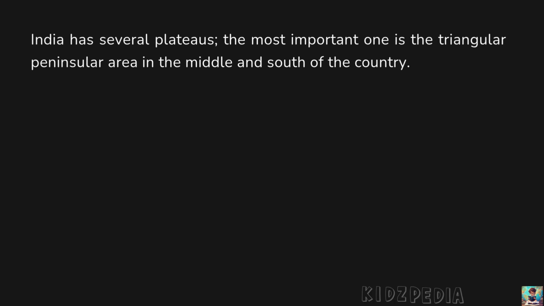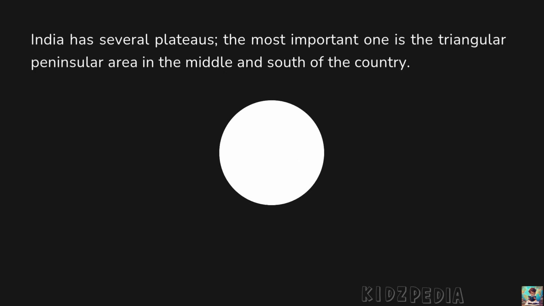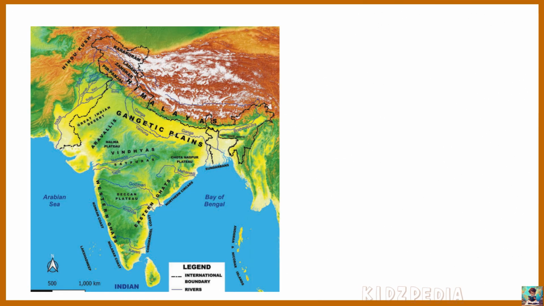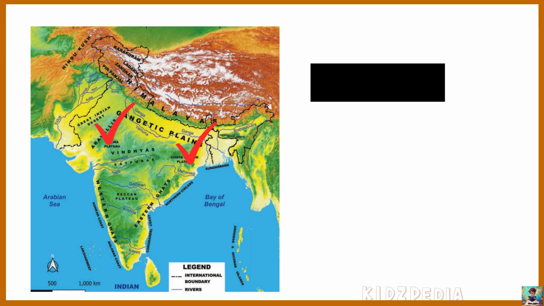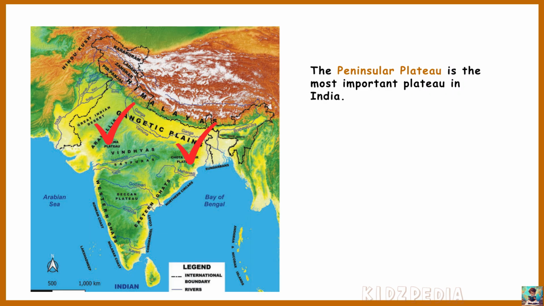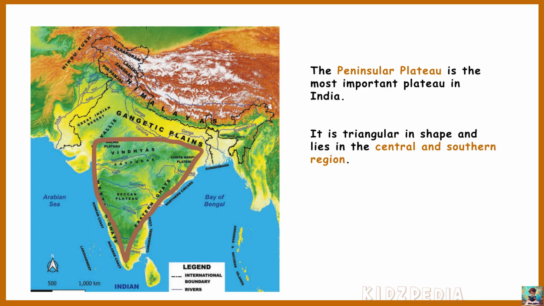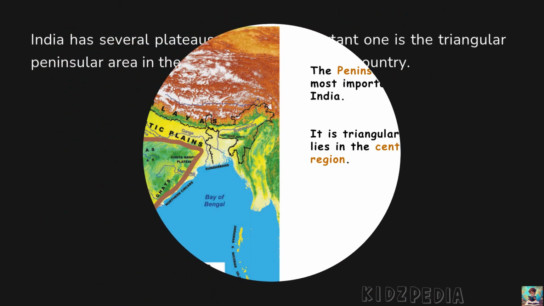India has several plateaus. The most important one is the triangular peninsular area in the middle and south of the country. So, India has many plateaus such as Malwa Plateau, Chota Nagpur Plateau, which are parts of the Peninsular Plateau, the largest plateau region in India. If you look at the map, it appears like a big triangle. This plateau is located in the central and southern part of India.